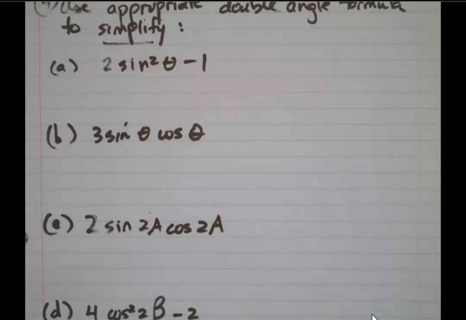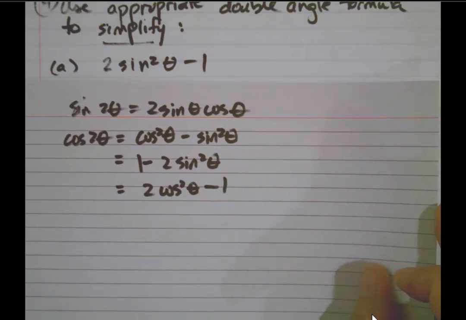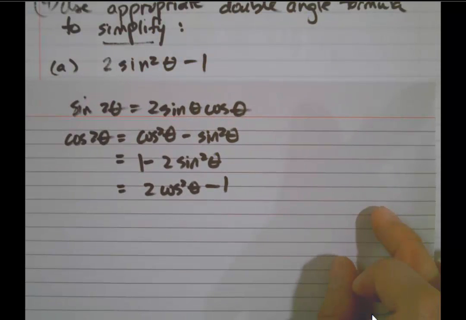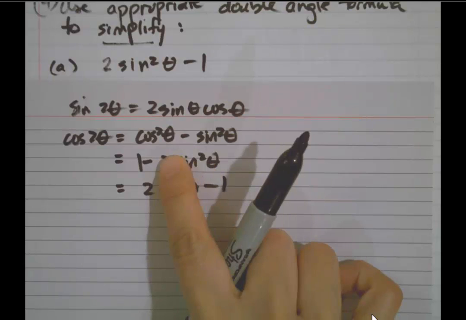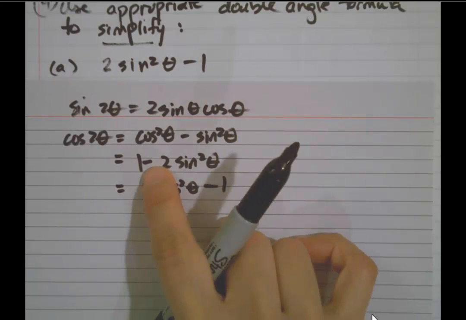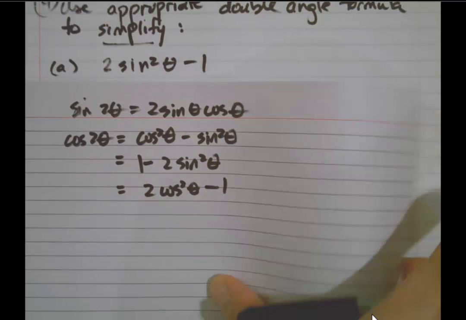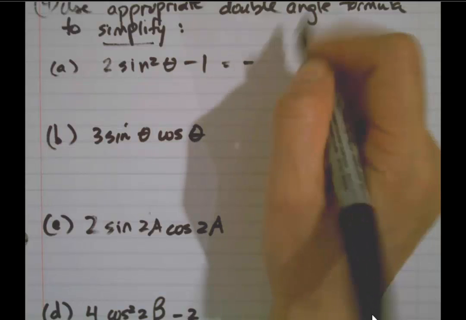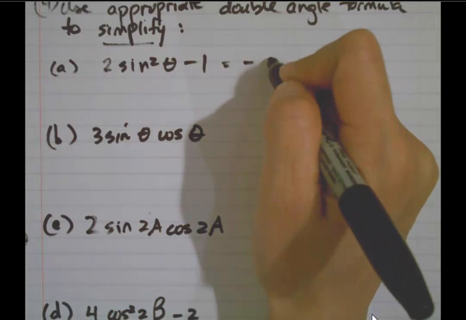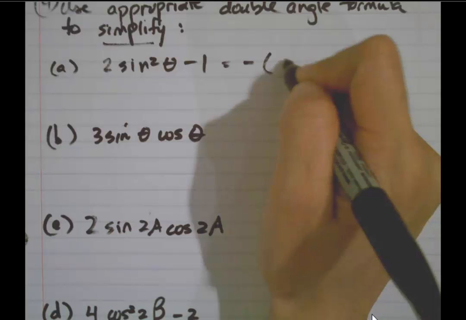So here are our formulas, and if you take a look at letter A, 2 sine squared theta minus 1, I see that this one looks very similar to this one, but the numbers are in reverse in a subtraction problem, which means that this is actually the opposite of this.